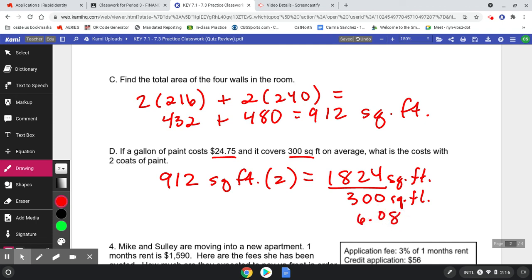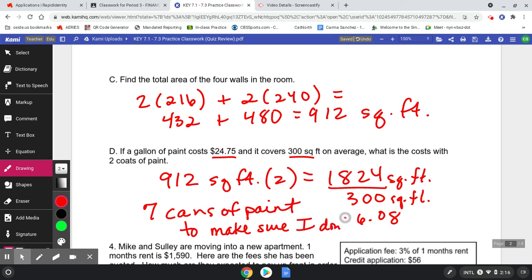So instead of getting only 6 cans, which may not cover everything, I'm going to have to get 7 cans of paint to make sure I don't run out. And 6.08 makes us feel like we should round down, but in real life, if I need more than 6 cans, well, you got to round up. You got to get 7 cans, or else you're just going to have one small part.